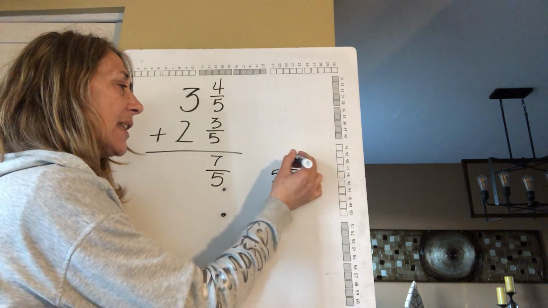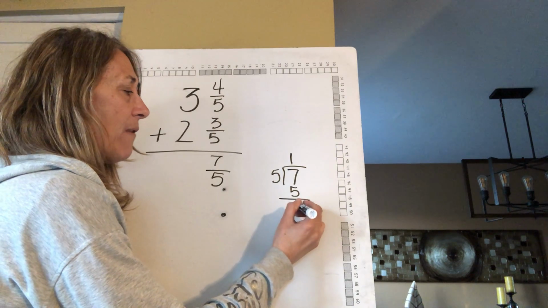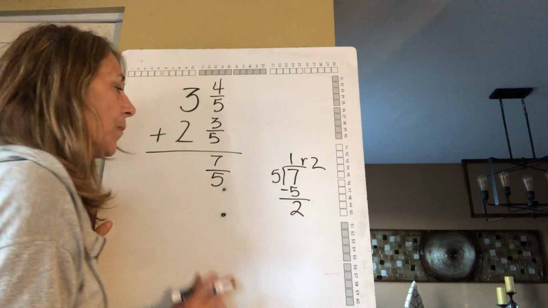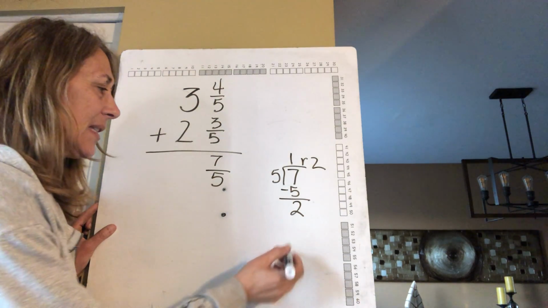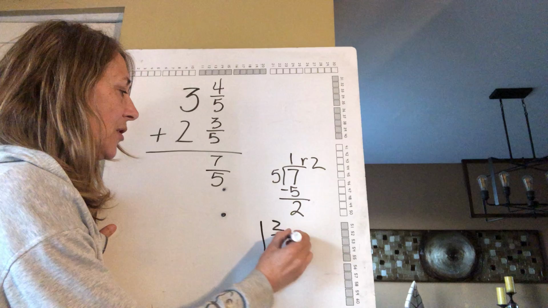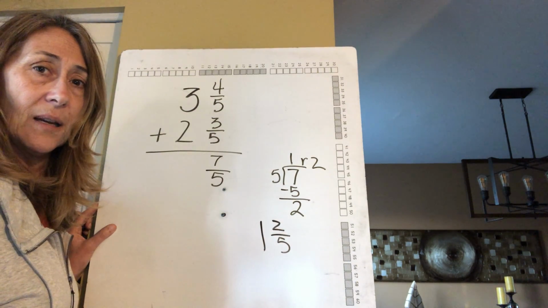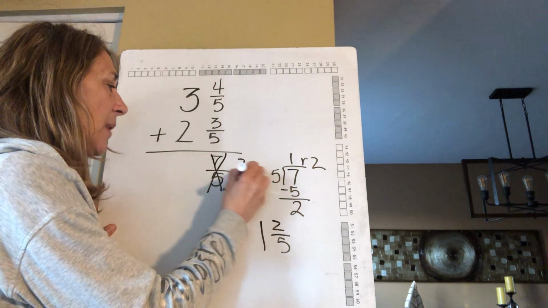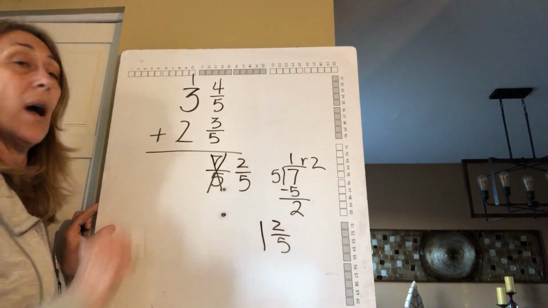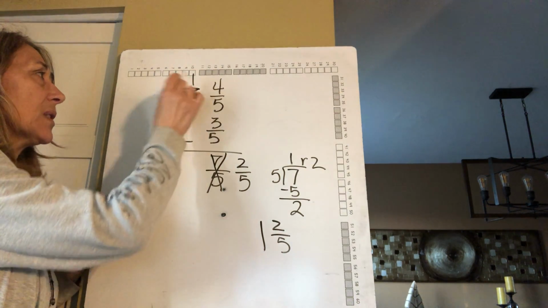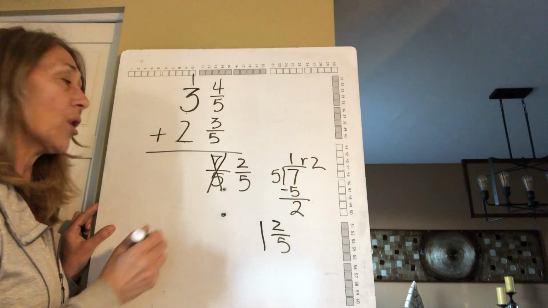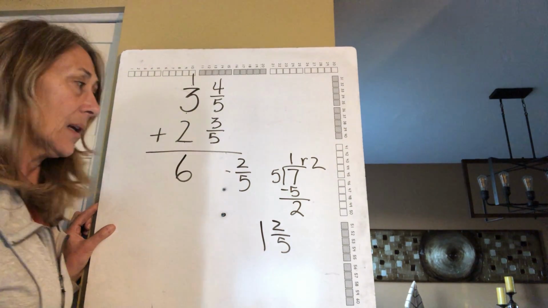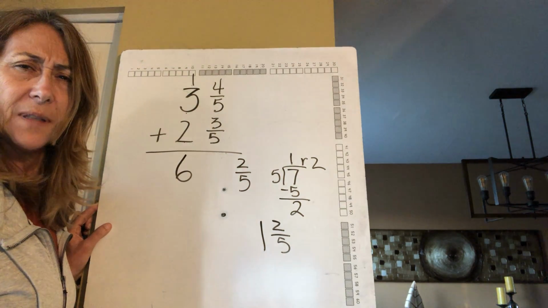How many 5s are in 7? 1. 1 times 5 are 5. Subtract, and I have 2 left. 1, remainder 2. So 7/5 is the same thing as 1 2/5. So I take my 7/5, here's my 2/5, and I add my 1 to the whole numbers. 3 plus 1 are 4, plus 2 more are 6. My answer is 6 2/5.